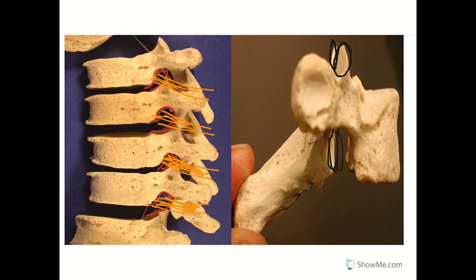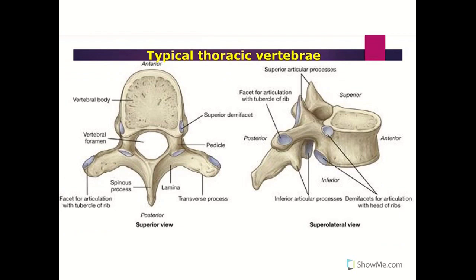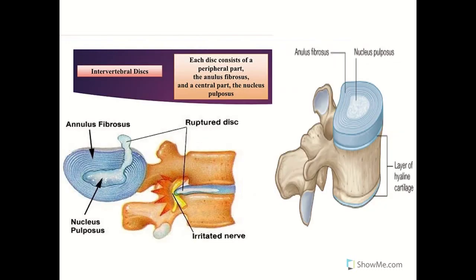As you can see here, this is the superior articular process of this vertebra articulating with the inferior articular process of the above vertebrae, and the inferior articular process is articulating with the superior articular process of the above vertebrae. This is another picture to show you the different anatomical parts of the vertebrae.